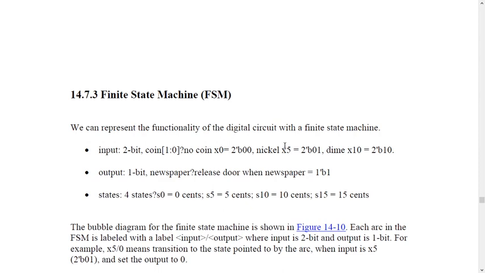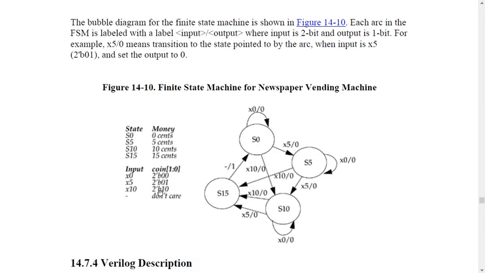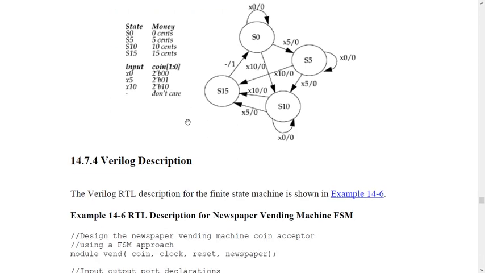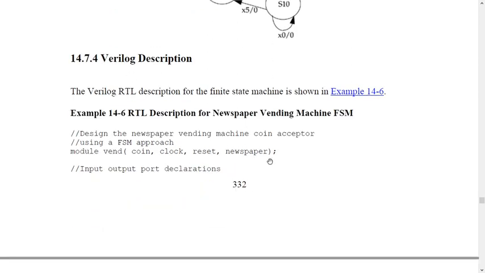So I can have a finite state machine. The input will be 2 bits: no coin, nickel, dime. The output is 1 bit: newspaper, release the door. When the newspaper signal arises, then reset the things. So that is the way I can design any vending machine, newspaper vending, chocolate vending machine, or coffee vending machines, whatever we see. Even the weighing machine. For that we have a very large description.